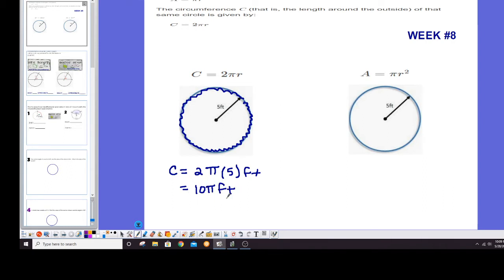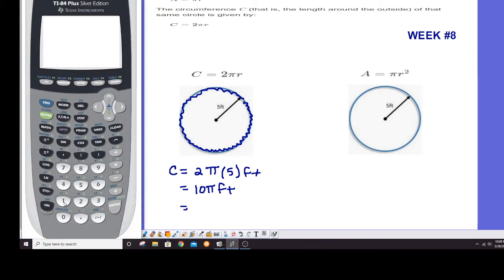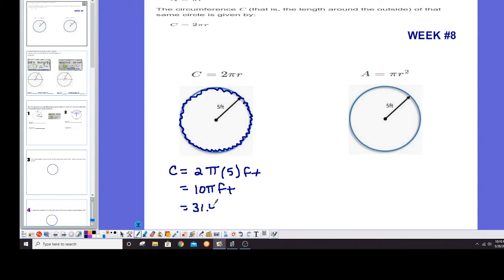Now this is in exact form, but we can approximate that by multiplying it out. So 10 times pi is 31.416, 31 and 416 thousandths feet. So this is exact, and this is approximate.